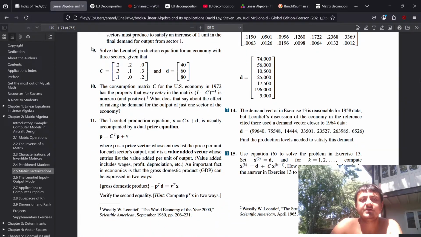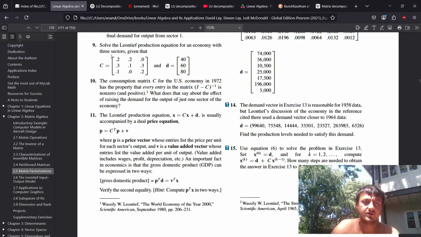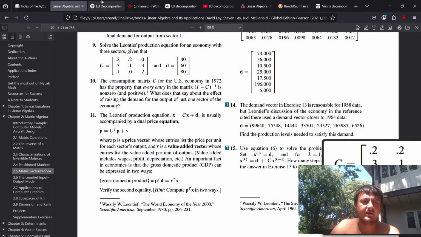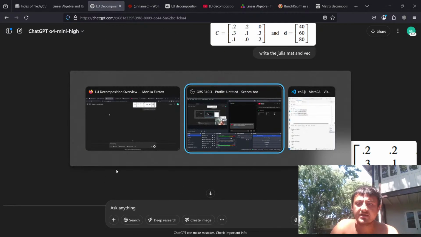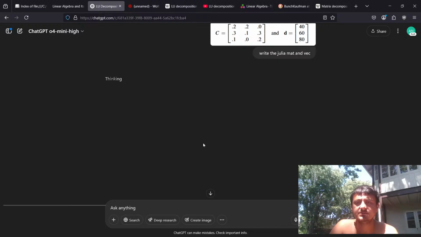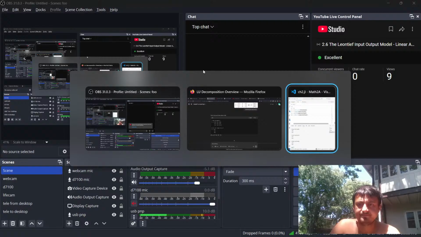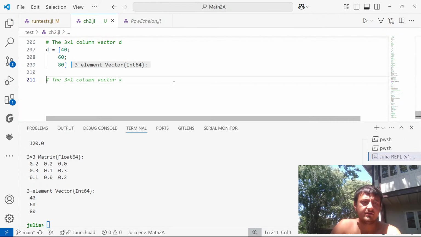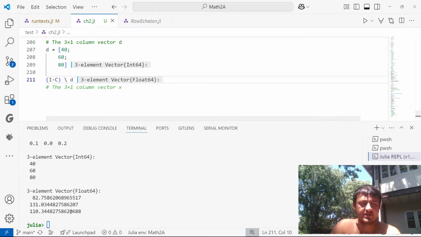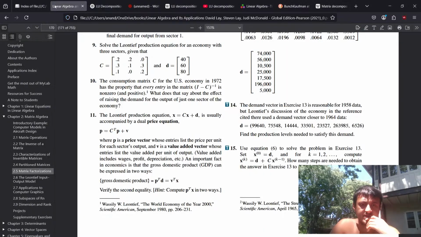Number 9. Solve the Leontief production equation for an economy with 3 sectors. Okay, here, I'll do it just because I'm having fun. So we have C and D, and literally it's just going to be I minus C inverse times D. So this is how much they need to produce. This is what X is. All right, that was easy.